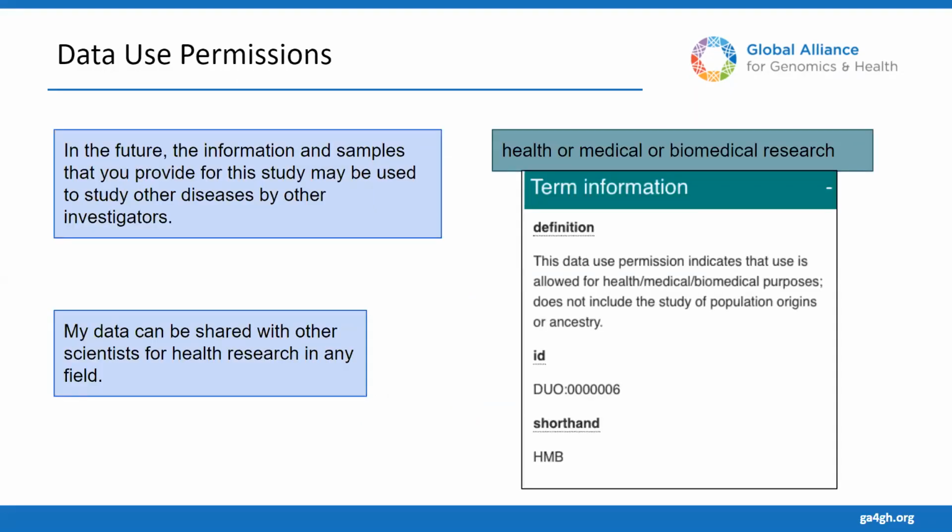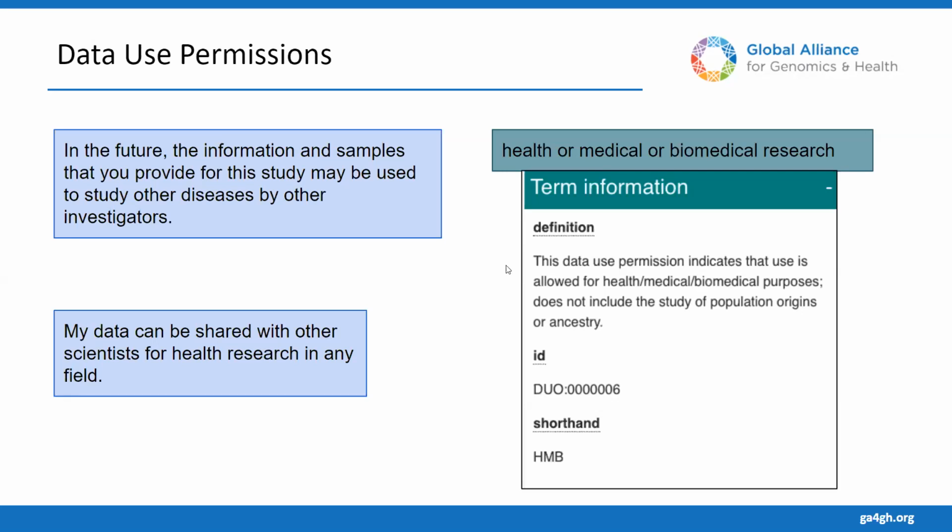Okay, so this is one of the first examples we've got. I'll first go through some data use permissions, and then I'll go through some data use modifiers. So you can see some examples on the left. We've got, in the future, the information and samples that you provide for the study may be used to study other diseases by other investigators. And data can be shared with other scientists for health research in any field. So both of these clauses specifically imply research is allowed in some type of health or medical or biomedical field of research. And there's a specific DUO code for this.